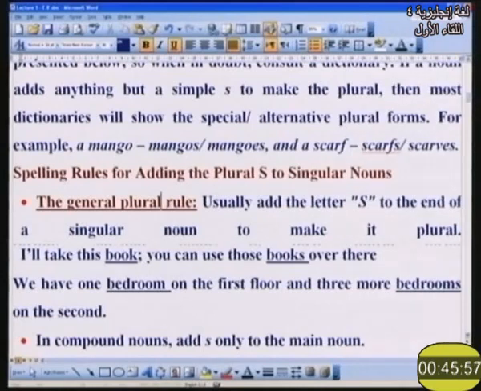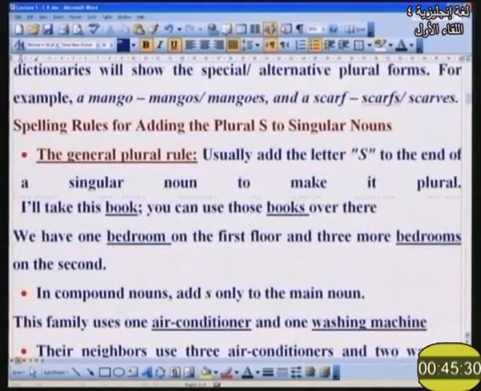I'll take this book and you can use those books over there. We have one bedroom on the first floor and then 3 more bedrooms on the second. And by the way, the word floor also is a regular noun that takes an S. If you try to pluralize it, then you will say floors. And we have hundreds and hundreds of words that follow these rules. The basic one is the word noun. If you look at the word noun, it is pluralized with an S. Okay, we say singular and plural nouns.